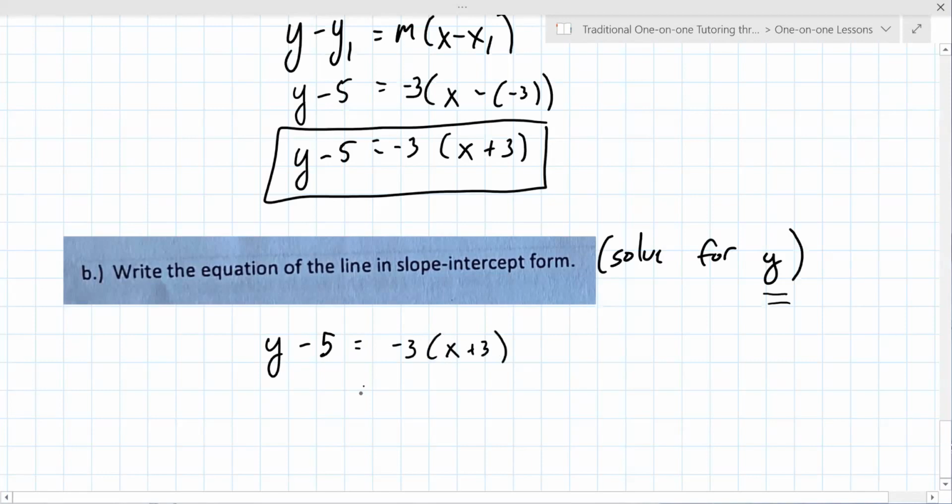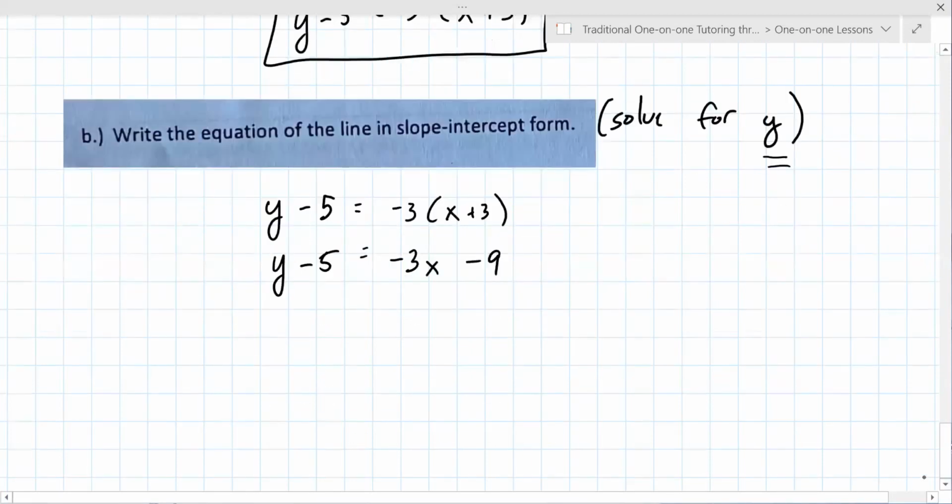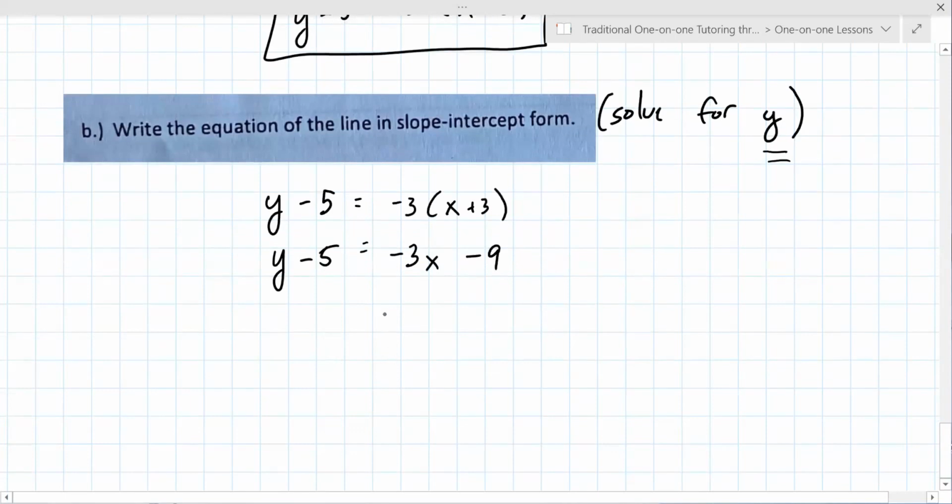Yes, so you distribute this -3 to both. So you get y minus 5 equals -3x minus 9. Add 5, that's y equals -3x minus 4. Perfect.